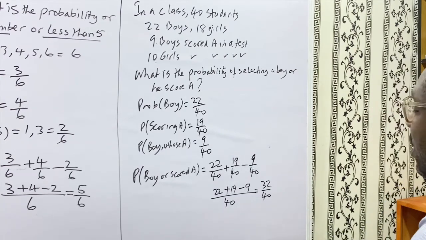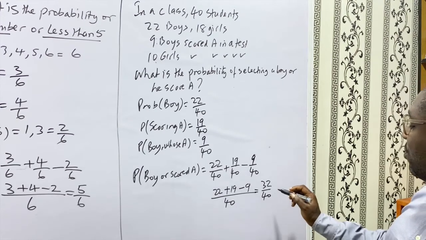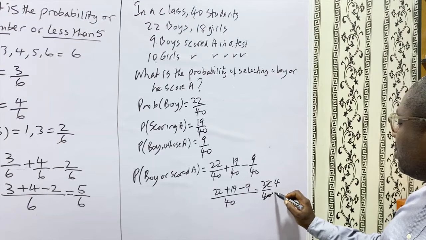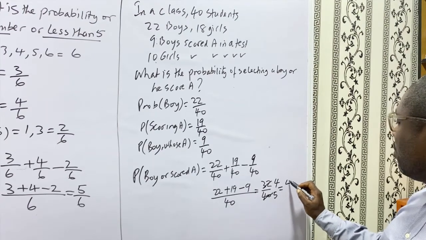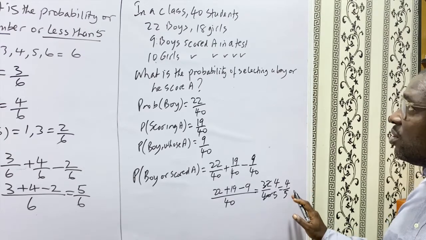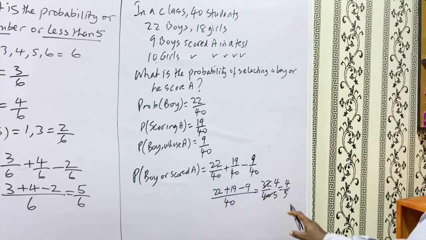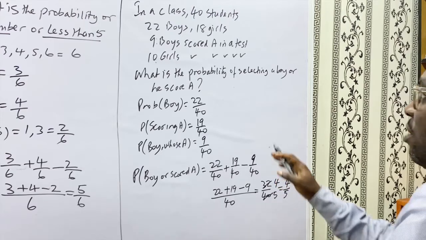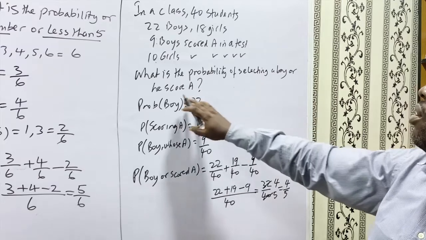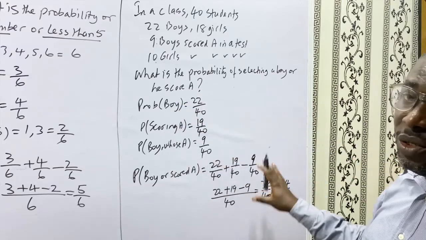Can we reduce it further? Yes, by 8. If we divide by 8 on this side, it will give us 4. If we divide by 8 on this side, it will give us 5. So we have 4 all over 5. So the answer to this question is 4 over 5. The probability of selecting a boy or he scored A will be this solution.